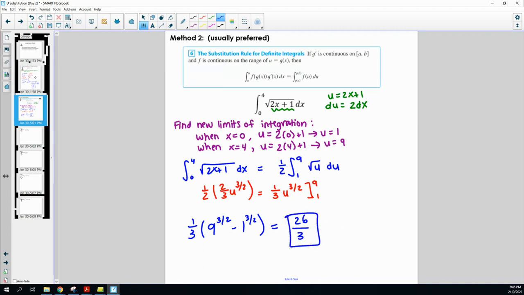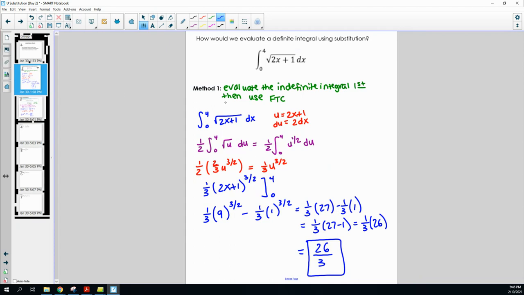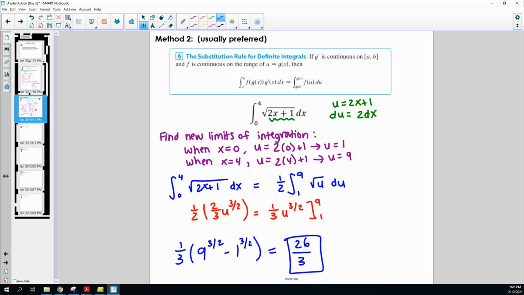I'm just going to go back real quick to show you again. In method 1, we kept the limits of integration as they were. Once we found the antiderivative, we had to replace u with the original expression and then plug in those original limits of integration. In method 2, we change the limits of integration in terms of u.